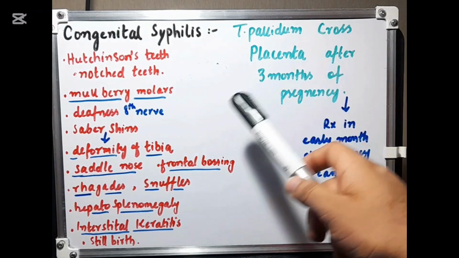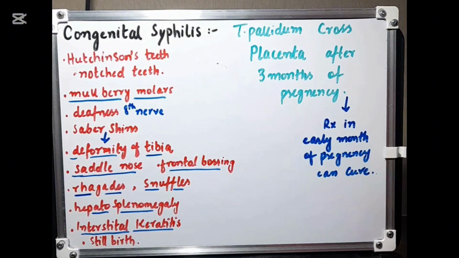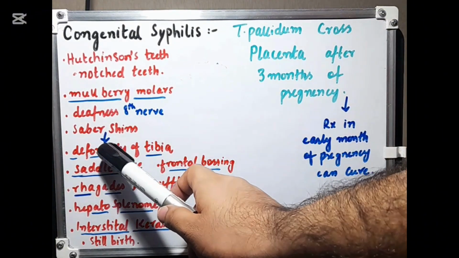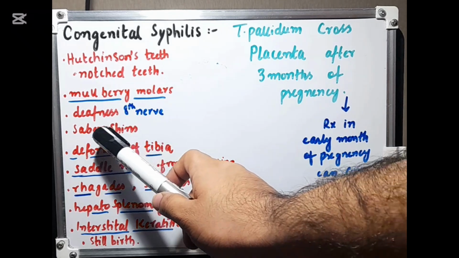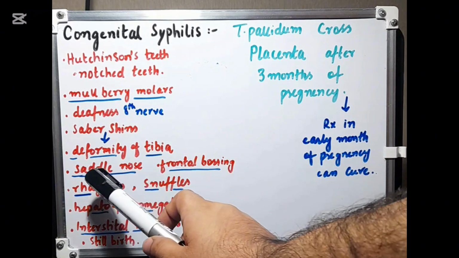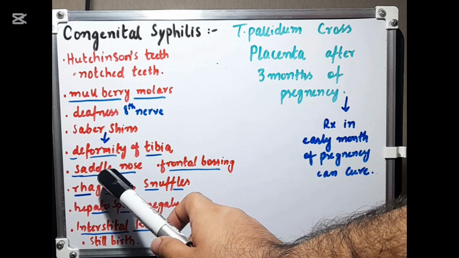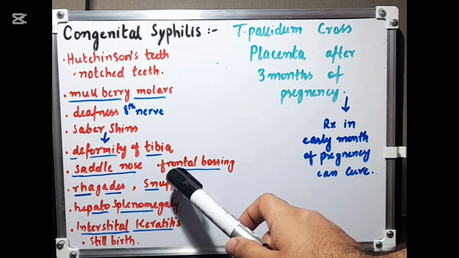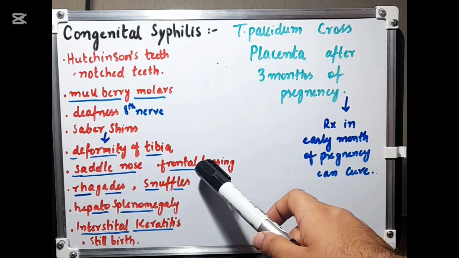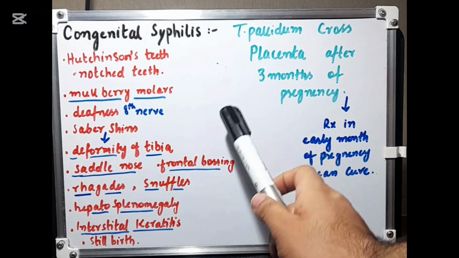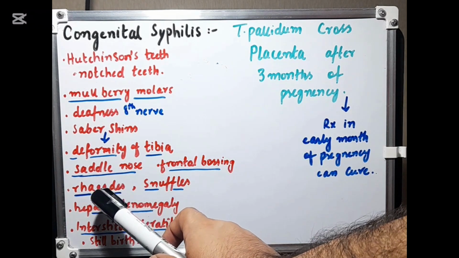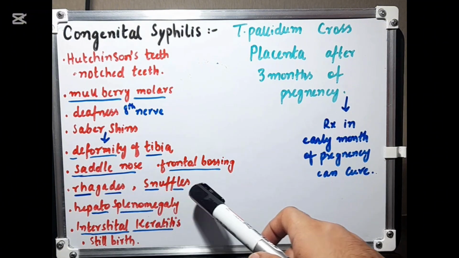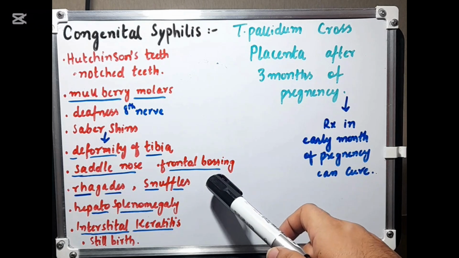T. pallidum can also damage the eighth nerve, the vestibulocochlear nerve, and can cause deafness. It can also cause deformation of the tibia, known as saber shins. It can cause saddle nose, which is the indentation of the nose. And it can also cause frontal bossing, which means a prominent appearance of the forehead. In congenital syphilis, we can also see rhagades, which means the wrinkling of the angles of the mouth, and snuffles, which is the nasal discharge.